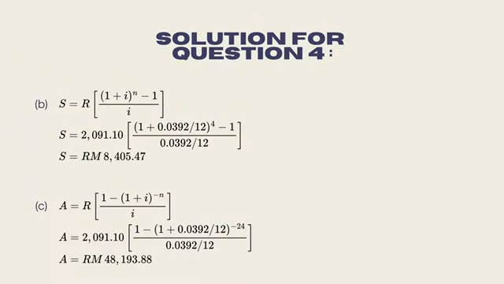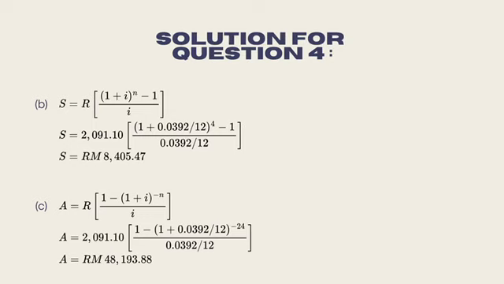Part B, Amir misses the first 3 monthly payments. To determine the amount he must pay on the fourth payment to settle all outstanding arrears, we use the formula S equals R [(1 plus i) to the power of n minus 1] over i. After substituting the values, the amount payable on the fourth payment is 8,405 ringgit and 47 cents.